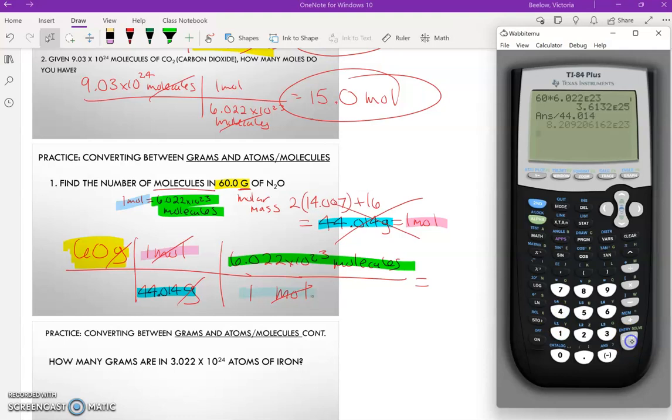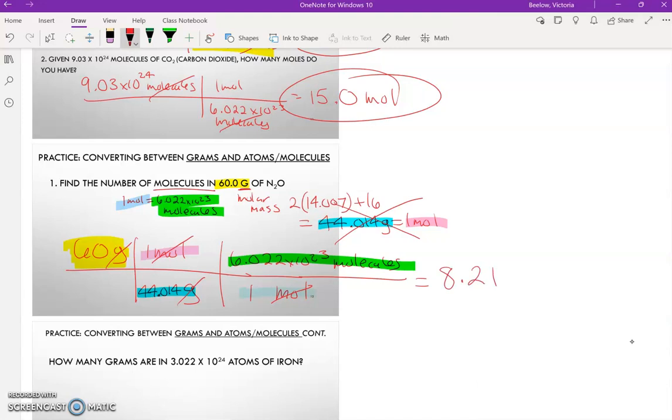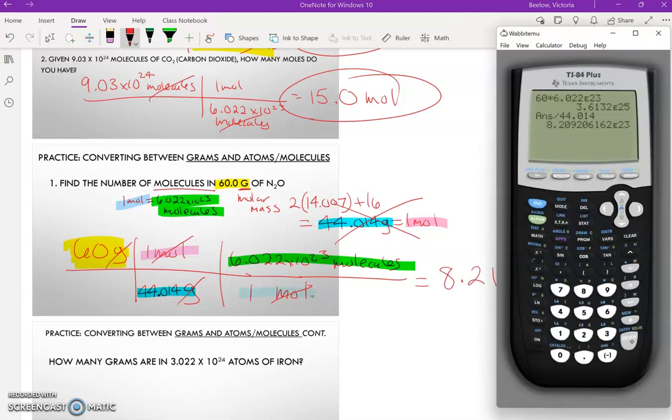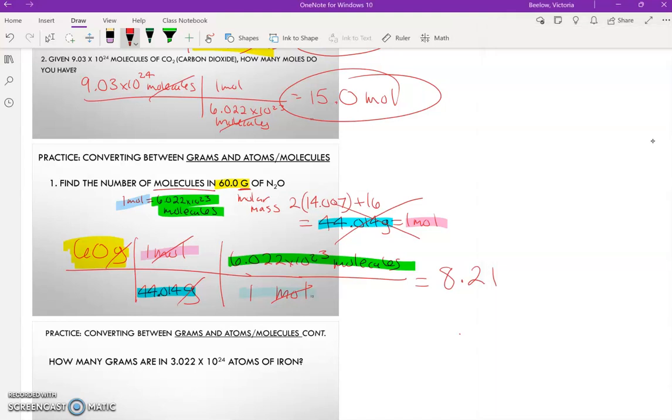44.014 times 1. So I'm going to get 8.21. We're going to go 3 significant figures. And note it says E23 in the calculator. So you can write your answer like this, molecules are the final units, or you could also write your answer like this. Either way would be acceptable.